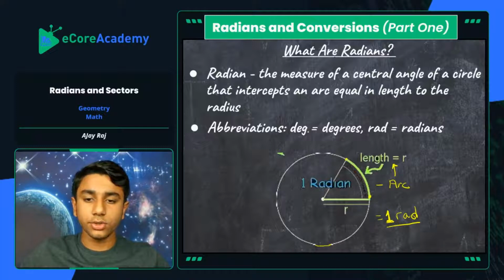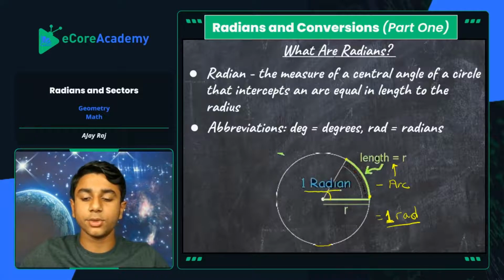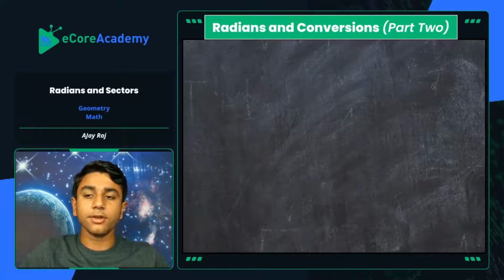What I do want to highlight here is that your central angle has opposite exterior arcs and other interior arcs. And as that intersection happens, it's your central angle that's actually being identified as 1 radian, as shown here. That's the central identification. So let's move on. Radians and conversions, part 2.